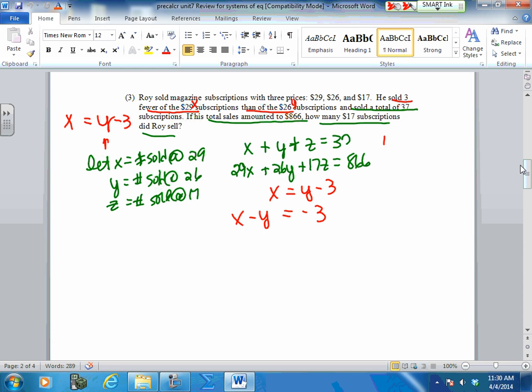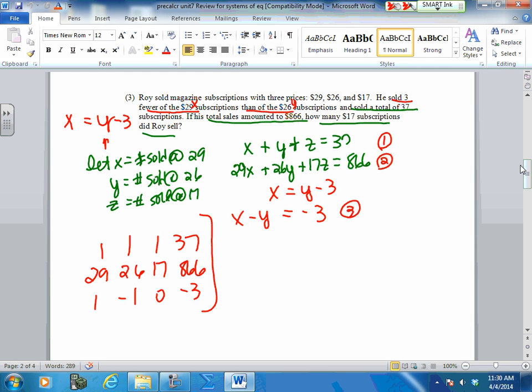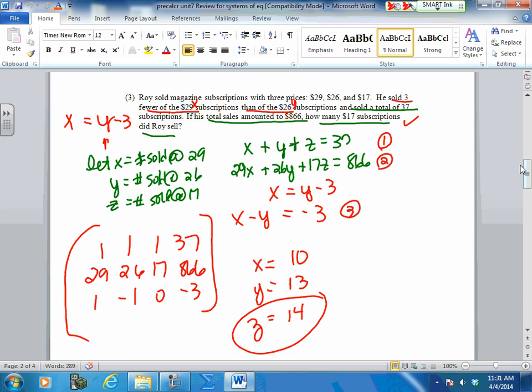Now you've got your 3 equations. So build your matrix. It's 1, 1, 1, 37, 29, 26, 17, 866, 1, negative 1, 0 for your Z, and negative 3. Once you build this, you'll find he sold 10 subscriptions at $29, 13 subscriptions at $26, and here's the answer that we wanted. 14 subscriptions at $17. That's the question we have to answer.